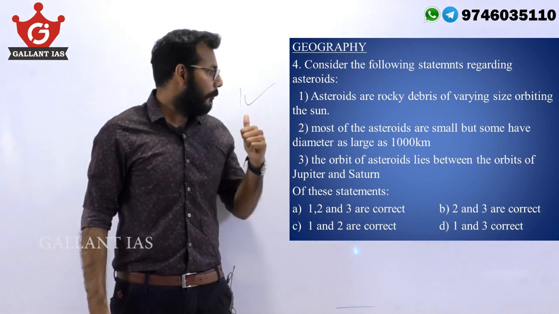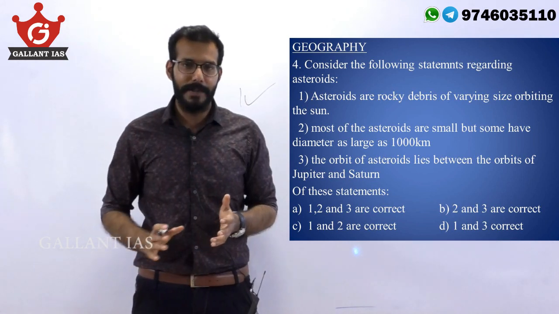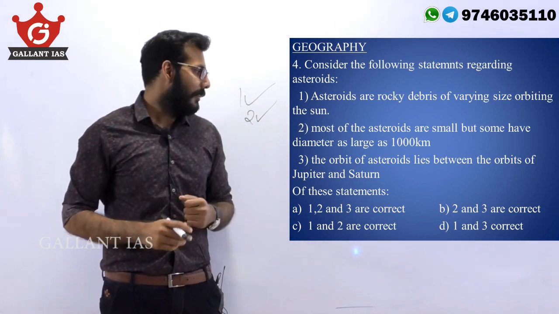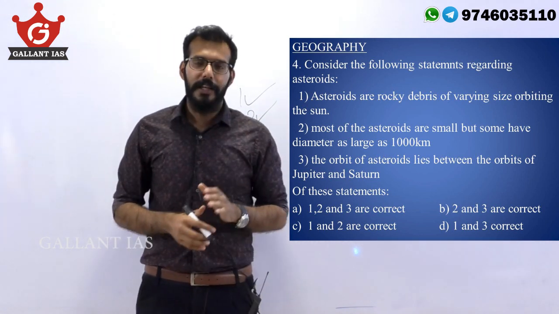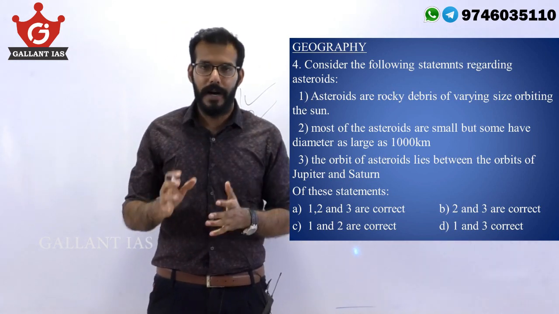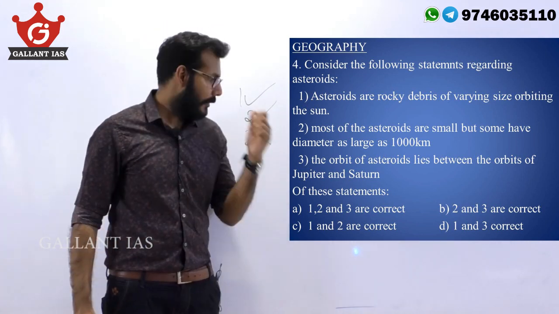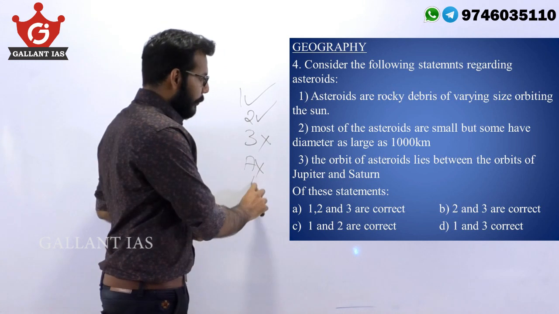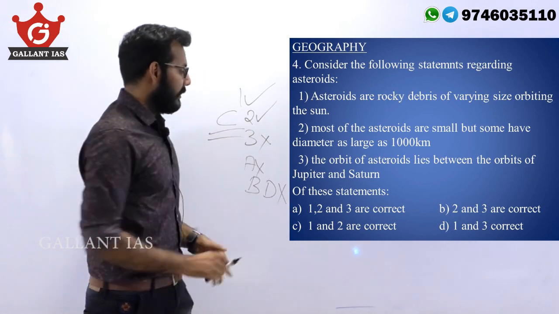And the second one, most of the asteroids are small, but some have diameters as large as 1,000 kilometers, which is also a right statement. There is nothing factually wrong in that. So 2 is again right. And now the third statement. The orbit of the asteroids lies between the orbits of Jupiter and Saturn, which is a wrong statement because what we call the asteroid belt lies between the orbits of Mars and Jupiter. So the third statement here is wrong. If you know the third statement to be wrong, you can eliminate A, B and D.